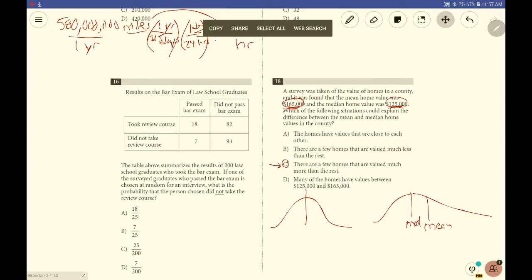Number 15 is about this: if you have a distribution that is skewed to the right, the mean is more than the median. And again, in a distribution, if you see the mean is greater than the median, then that means it is skewed to the right. And that is, you see a few homes that are valued much more than the rest. That means the distribution is skewed to the right.